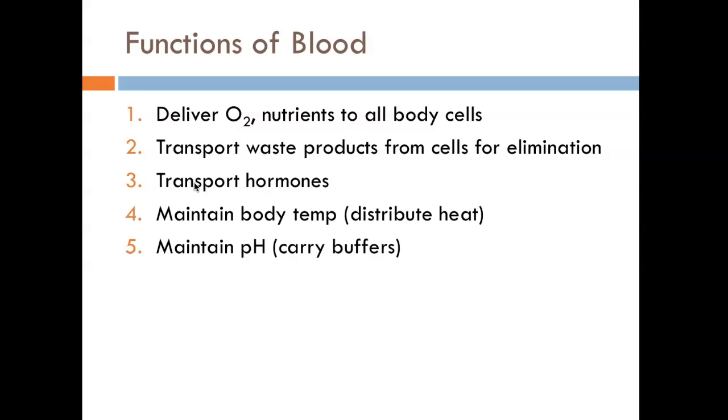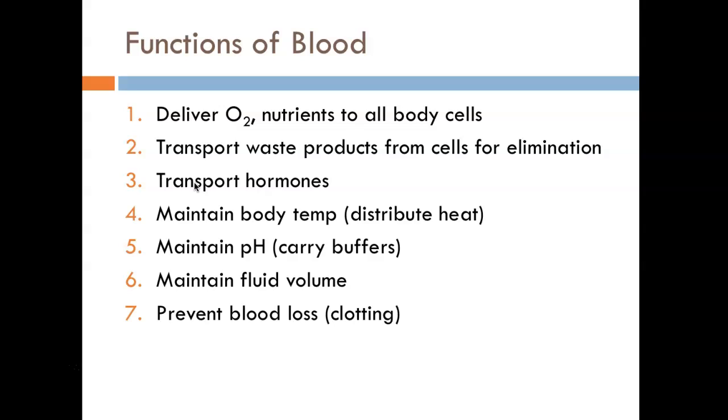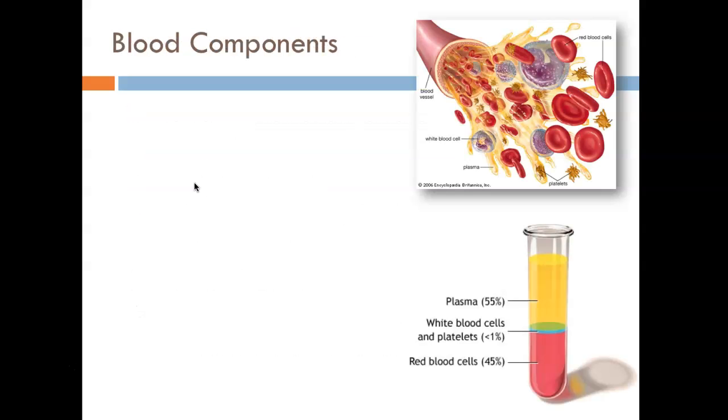Maintaining pH. There are buffers in the blood that keep it at a pH of 7.35, slightly basic. And to maintain fluid volume and to prevent blood loss. So if you have an injury, your blood's going to clot so that you don't have blood loss. And you have white blood cells and antibodies that are also going to circulate in the blood.